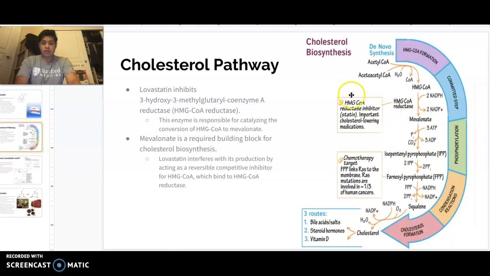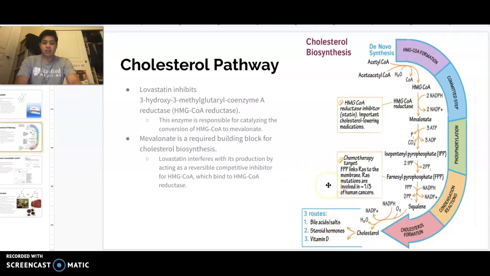Just to go into a little bit more detail, you have acetyl-CoA and acetoacetyl-CoA. You form the HMG-CoA, then you use the HMG-CoA reductase that we mentioned earlier to form the mevalonate. Then that forms the isopentenyl pyrophosphate, or IPP. That then forms the farnesyl pyrophosphate, FPP. Then that forms the large squalene molecule, and then it eventually forms cholesterol. And then it goes to 3 routes, just as an aside: bile acids or salts, steroid hormones, and vitamin D.